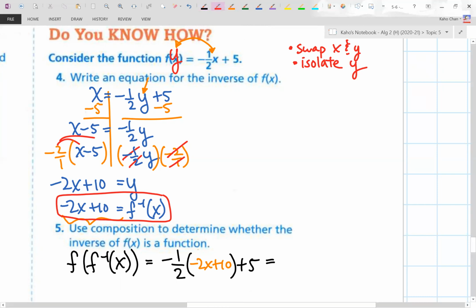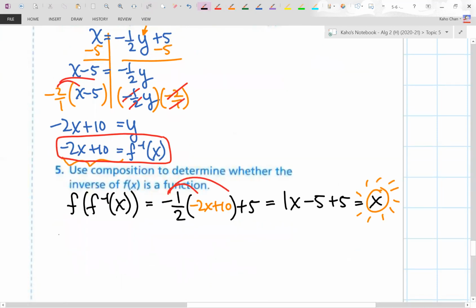Distribute that negative 1/2 to everything. We're just trying to verify everything here. We get this. Negative 1/2 times negative 2 is positive 1x. Negative 1/2 times 10 is minus 5. And there it is. There's my verification. We know it should work, right? If we did our algebra earlier, it should work.